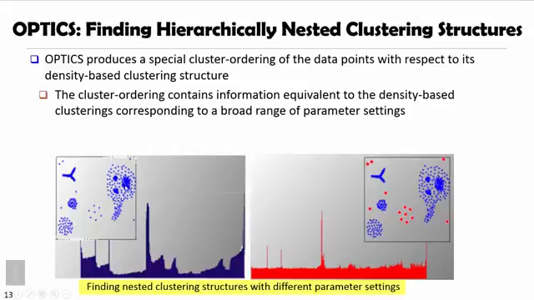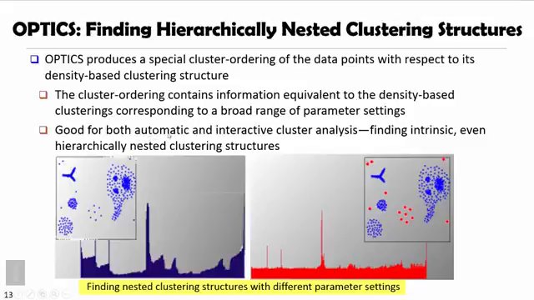Moreover, you can find nested clusters. For example, this bigger cluster has 3 deeply nested clusters. You look at this bigger cluster, and if you look at the deeper level, you see 1, 2, 3 deeper clusters corresponding to this. So this is very nice. Using different lines on the epsilon, you can find the bigger cluster and nested clustering structures. So it is a pretty interesting algorithm, and you can use it automatically or interactively to do clustering analysis and find intrinsic, even hierarchically nested, clustering structures. So this is a pretty interesting extension to DBSCAN. That's the OPTICS algorithm.